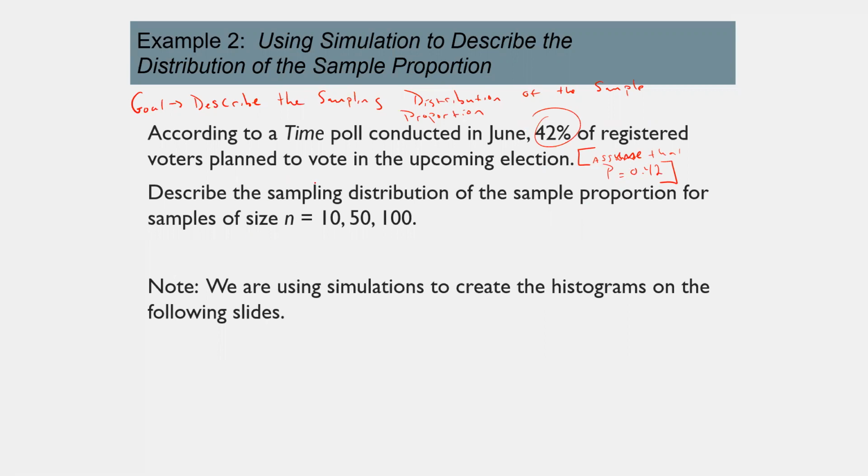So what I want to do is describe the sampling distribution of the sample proportion for 3 different sizes, okay? I want to describe it for 10 people, asking them, hey, do you plan to vote in the upcoming election? Then I'm going to do the problem where I call 50 people, and then I'm going to call 100 people, okay? But I'm going to do this like 300 times.